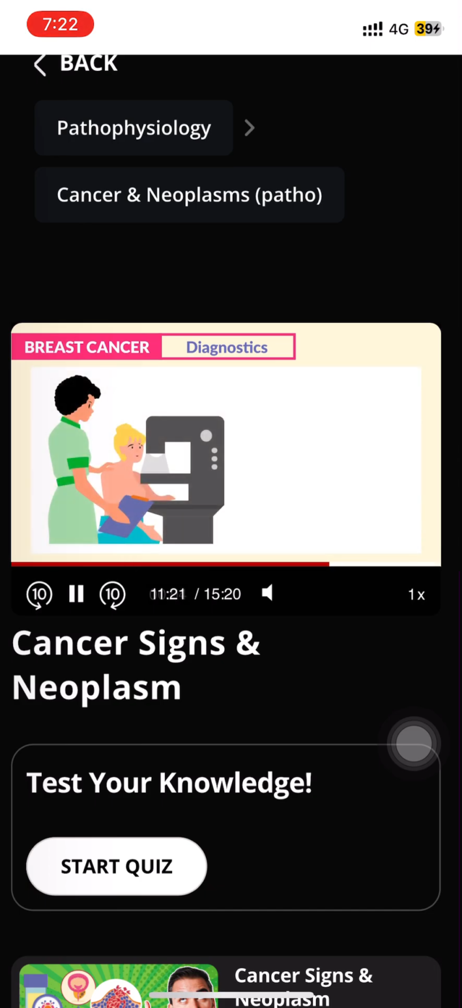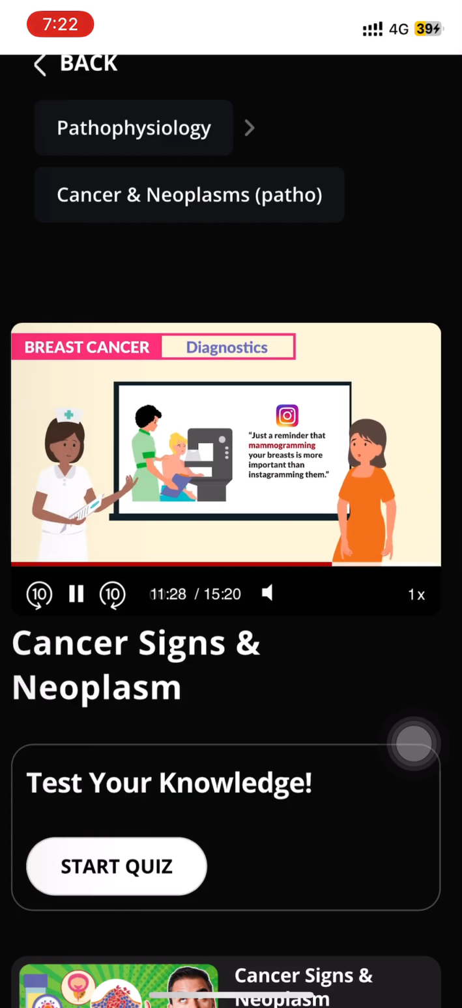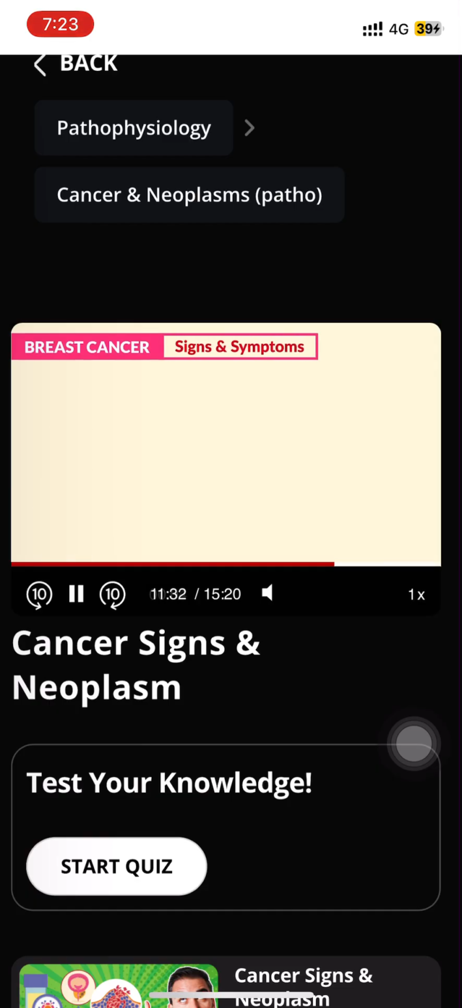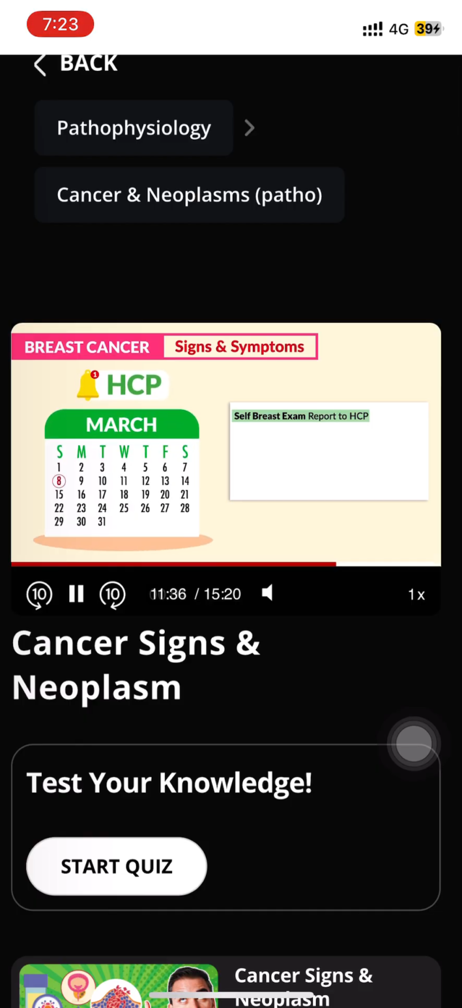Now there's a funny little meme out there that says, just a reminder that mammogramming your breasts is more important than Instagramming them. This is great for patient education. Now for breast cancer signs and symptoms, self-breast exams should be done on the same day every single month. And we always report to the HCP these NCLEX tips.